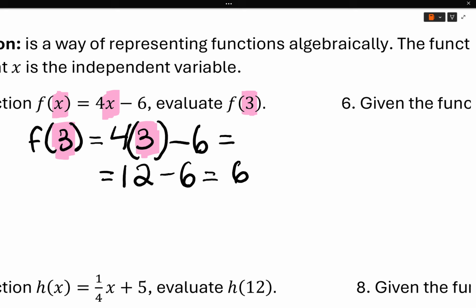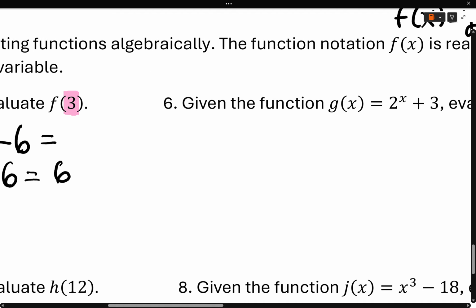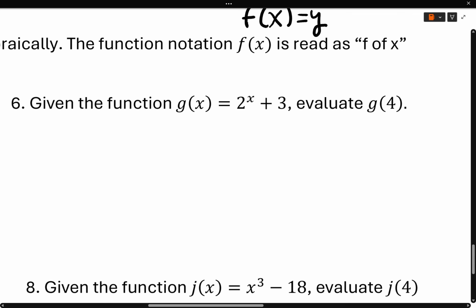4 times 3 is 12. Let me fix this equals. It looks like a z. 12. And 12 minus 6 is 6. Let's write our answer down correctly, though. Our answer is 3, 6. Because usually when we do this, we're looking for points, for coordinates. This is for a graph. We plugged in 3. We got an answer of 6.